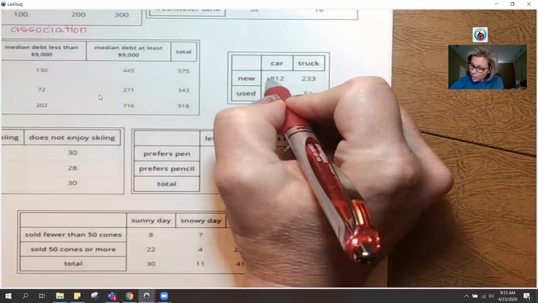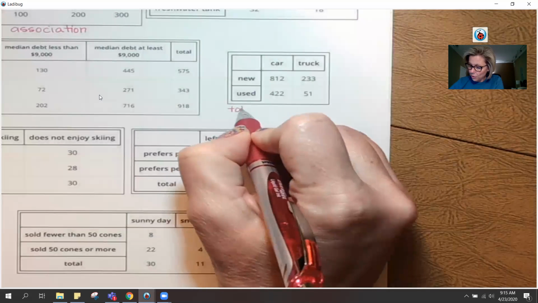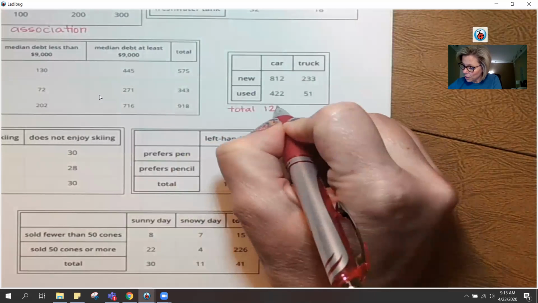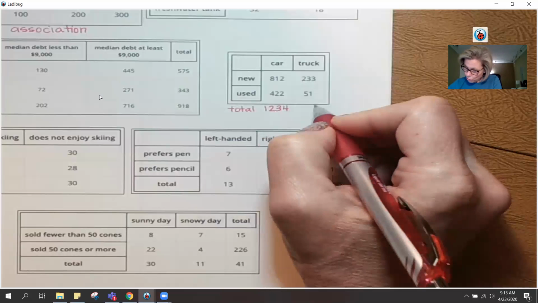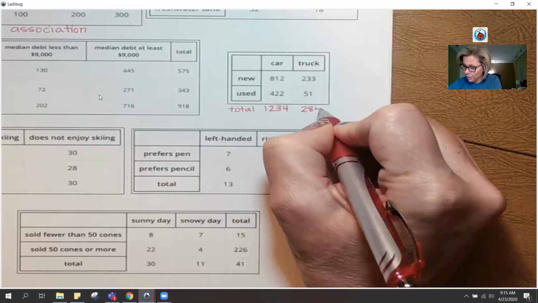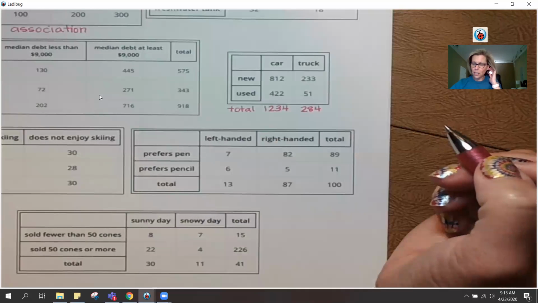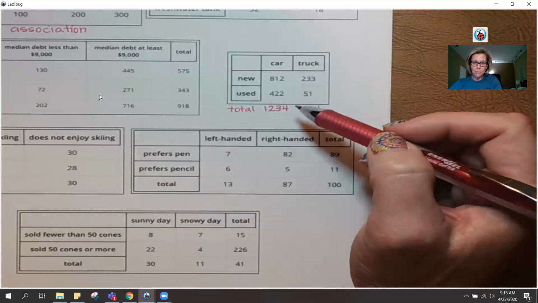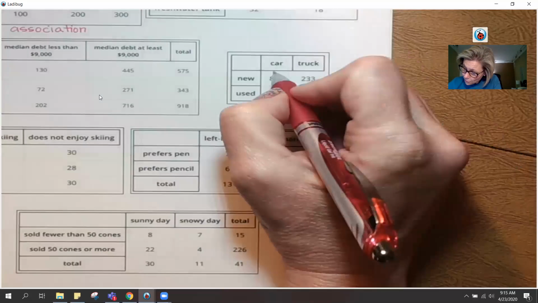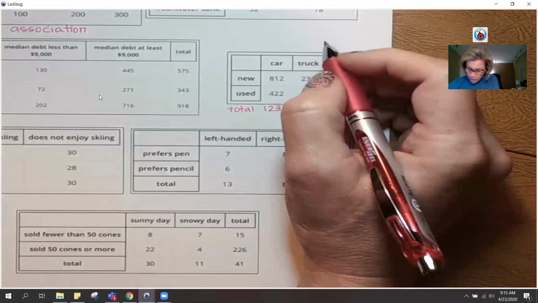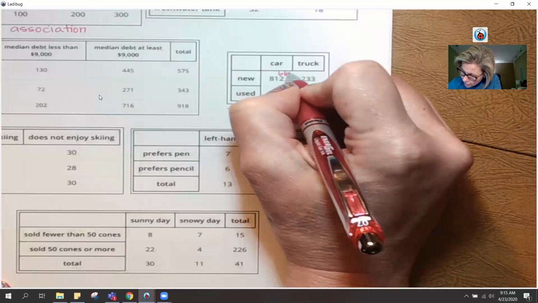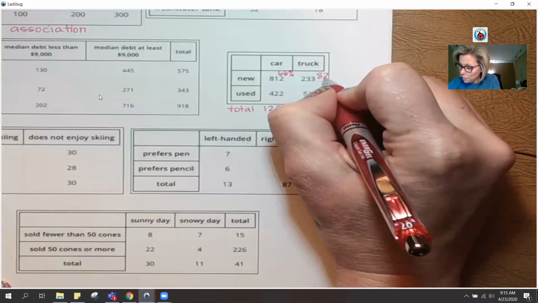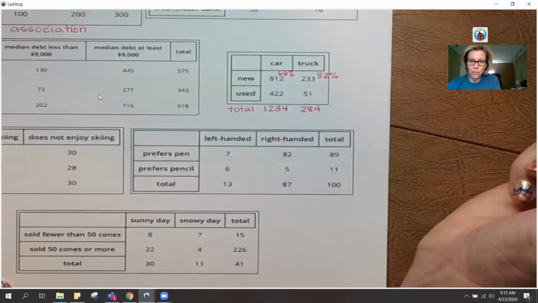All right, so what I'm going to do first is total these up. The total cars is 1,234. The total trucks is 284. If I focus on calculating these percentages based on the columns, within cars, 66% of the cars were purchased new. Whereas over here, 82% of the trucks were purchased new.